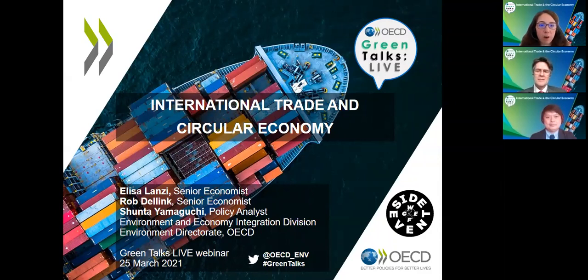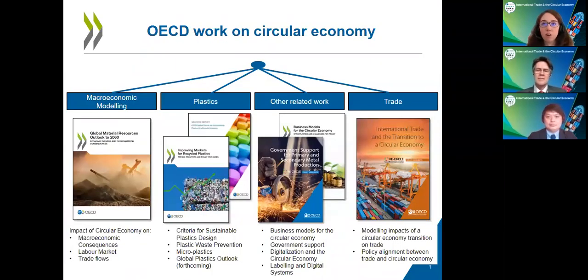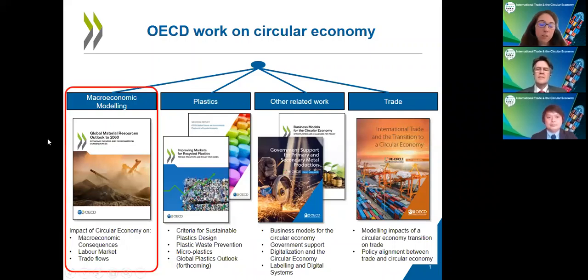Before I leave the floor to Rob and Shunta, I would like to highlight that while we focus on international trade today, the OECD has published a broad range of analysis on the circular economy in close interaction with policymakers. Our modeling work in the Material Resource Outlook to 2060 shows that in absence of additional policies, materials use will double by 2060, leading to a range of environmental impacts, including damages to soil, water, and air quality, with the consequent negative impacts on human health. Furthermore, increasing materials use will also lead to more emissions of greenhouse gases, therefore aggravating the climate crisis.